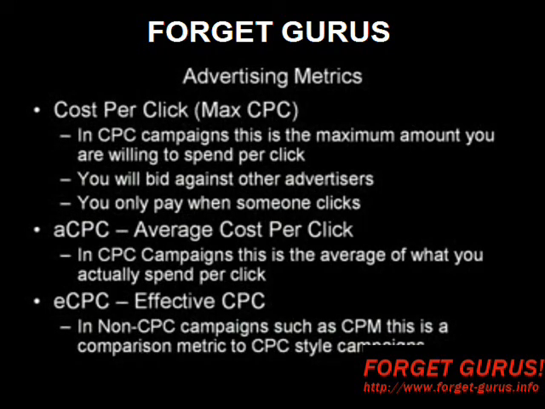So ACPC is the average cost per click. This is basically just on average throughout your whole campaign, what did it cost you for someone to click through? And this is typically when you're in a search engine.